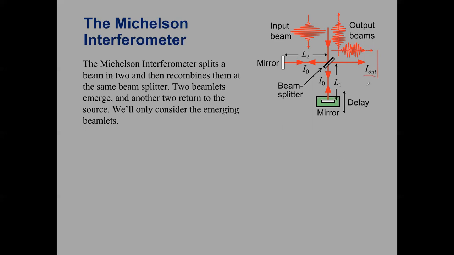If we can control the delay of this L1 beam by moving the mirror, we can delay one pulse relative to the other and get this fringes and delay effect, where we get a large bright spot or a large dark spot on the screen depending on the mirror position.